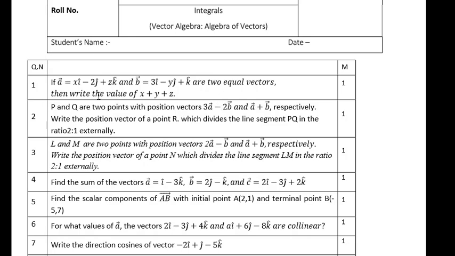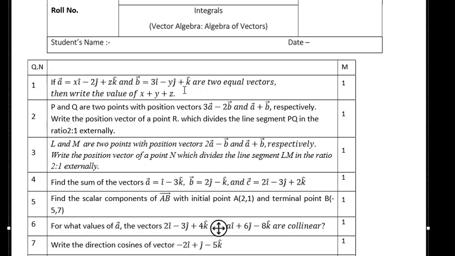Now, a bar and b bar are equal vectors. So, when a bar and b bar are equal vectors, then the i component of a bar will be equal to the i component of b bar. That means this x will be equal to 3. So, the value of x we get is 3.